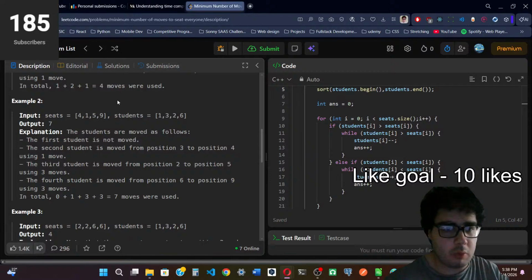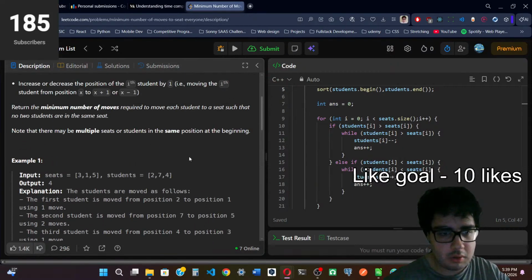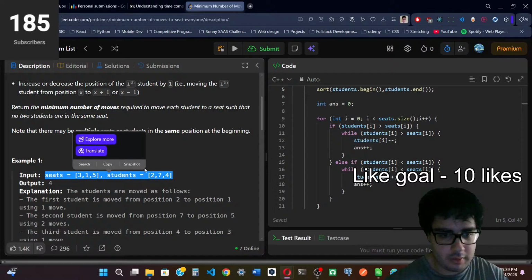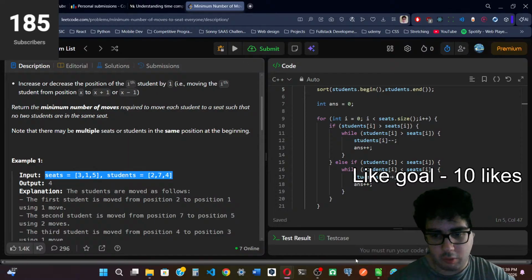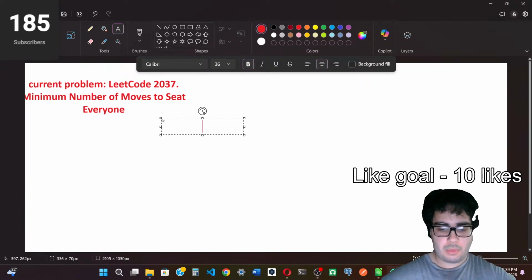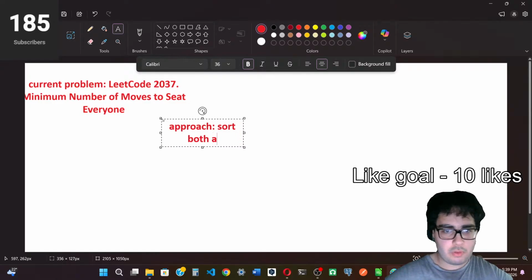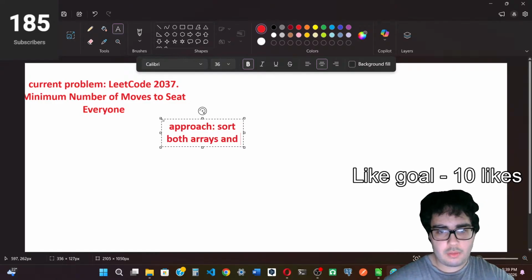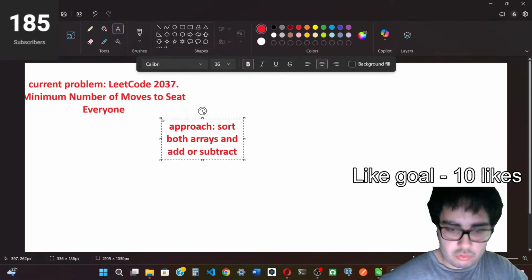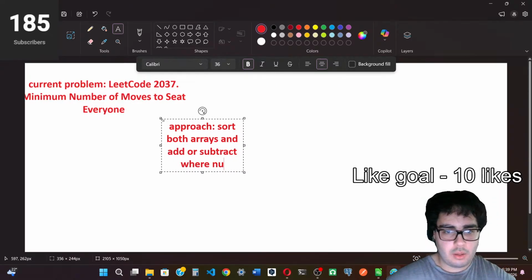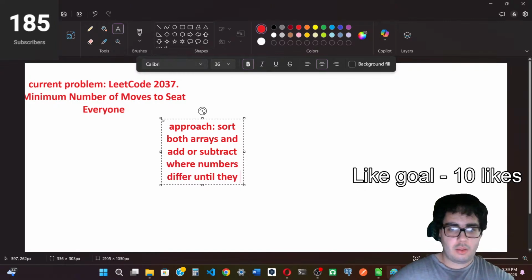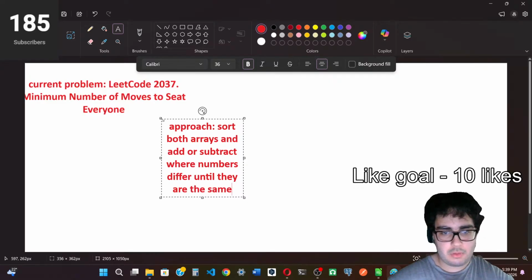Yeah, where were we? So we have, let's say, first we have this. So why does sorting work here? Well, here's why. The approach: sort both arrays and add or subtract where numbers differ until they are the same.